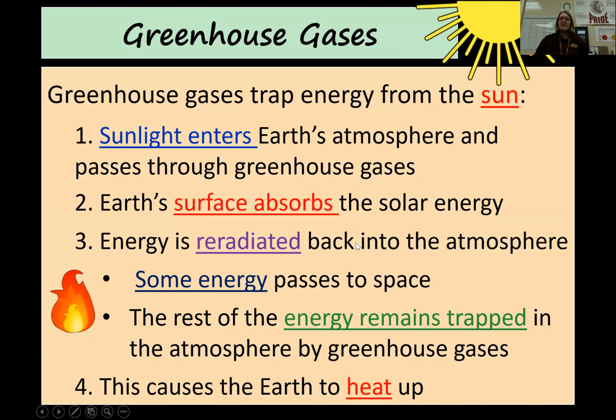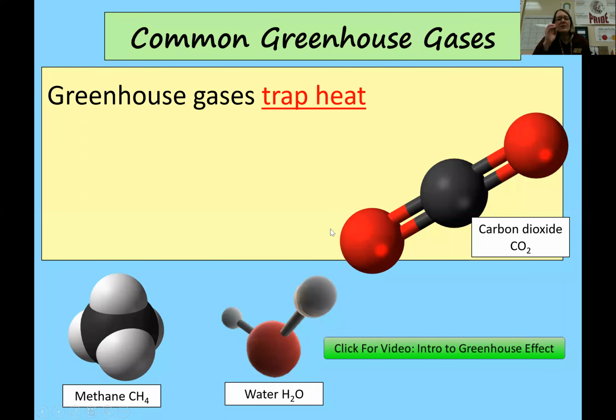So this results in the Earth heating up and being kept at a relatively constant temperature that allows life to be sustained, keeping things living on Earth. So these are very important gases. Just remember, we've talked about this many times, greenhouse gases trap heat.